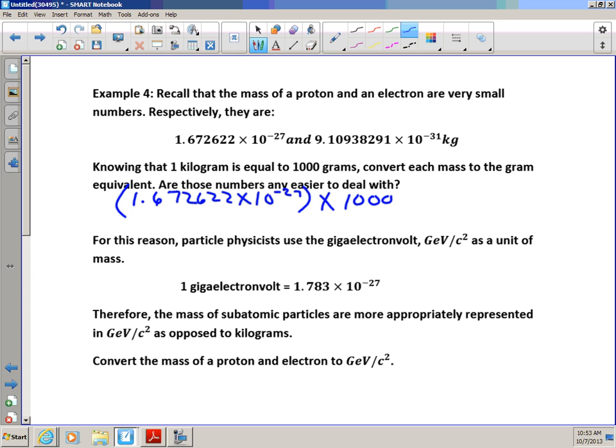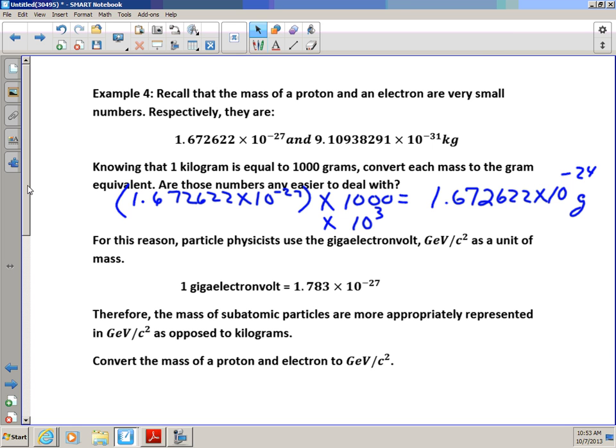Well, we know 1,000 is equal to 10 to the third power. So I'm just multiplying this string out. And when I multiply with the same base, I'm going to add the exponents. So I just change my exponent of negative 27 when I add 3 to it to negative 24. So in grams, it's this number. Well, that really doesn't do me much good because it's still a very, very small number.